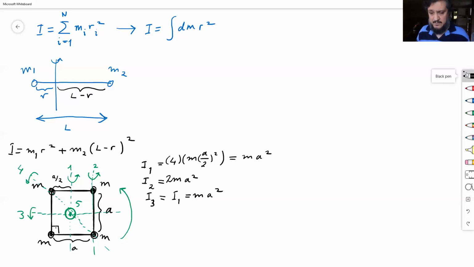Now what about I4? I4 will have 2 terms again, because the diagonal masses along the axis will not contribute. The other 2 will, and I just need to find the distance between those masses and the center, or the axis, I mean. So there's a right triangle there.